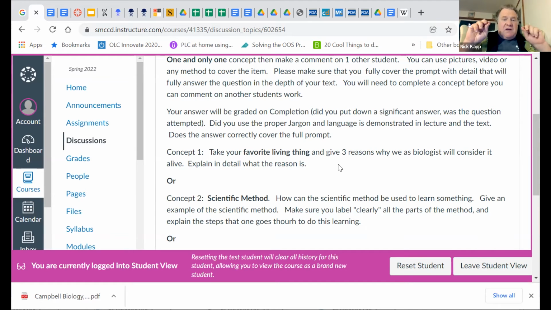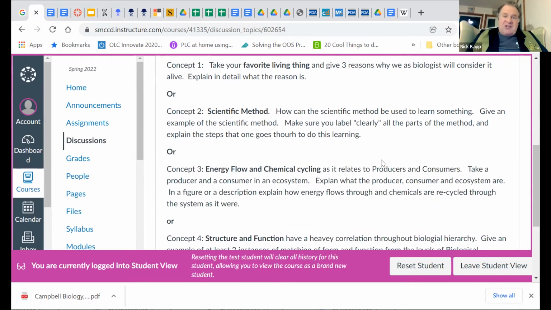And then what you want to do is explain in detail what each of those reasons is. And if you look at your structure of what you're going to do, you're probably going to have an introductory paragraph with the 3 reasons. And then for each of those reasons, you're going to give me a paragraph of why you think that is the case. Okay.